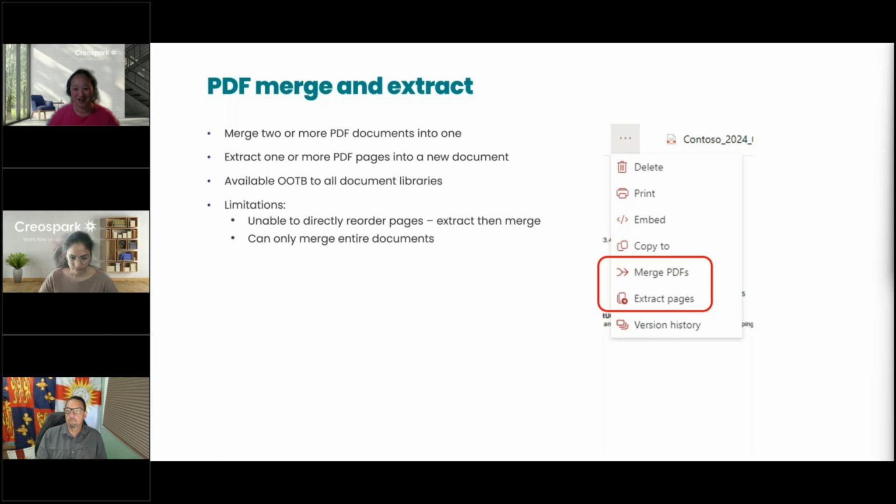You can combine multiple PDFs into one file, or you can take a multi-page PDF and pull out pages from there and make new PDF documents out of those. This is available in all document libraries. Just a couple limitations I found. You can't directly reorder pages, so you would have to extract and then merge, and you can only merge entire documents. So we'll see if there's improvements later, but all the same, it's a great way to do this without needing an extra license for working with PDF files somewhere else. All right, next slide.